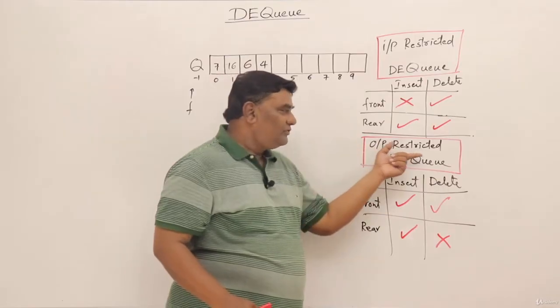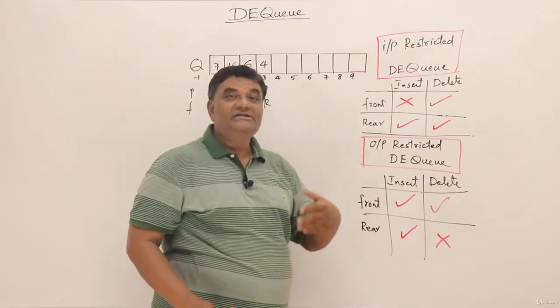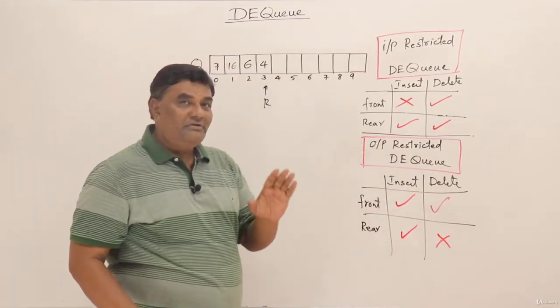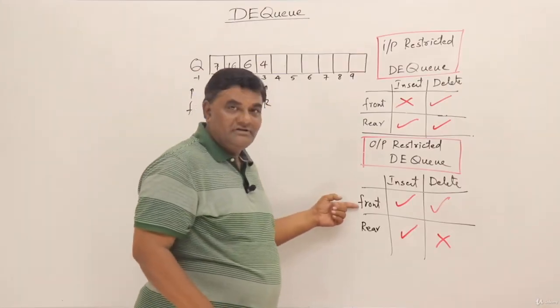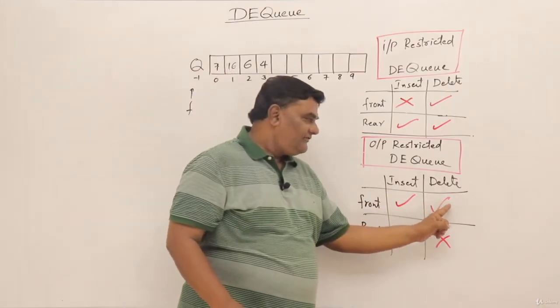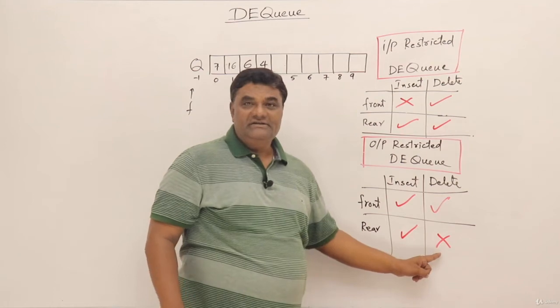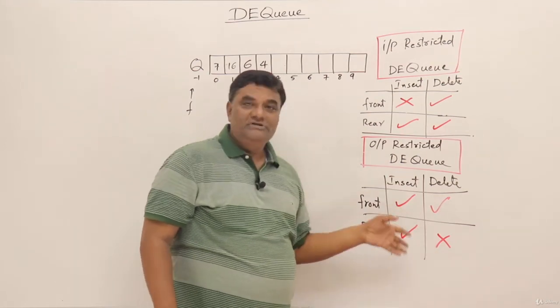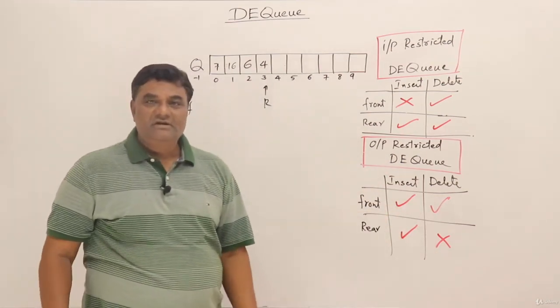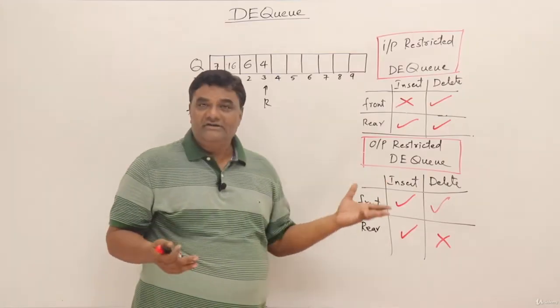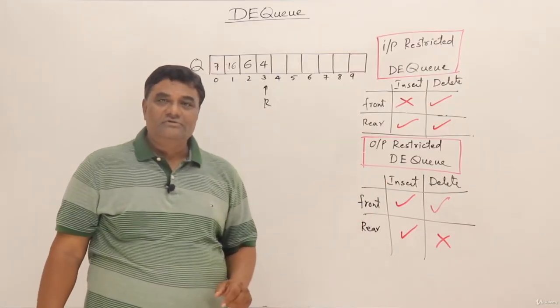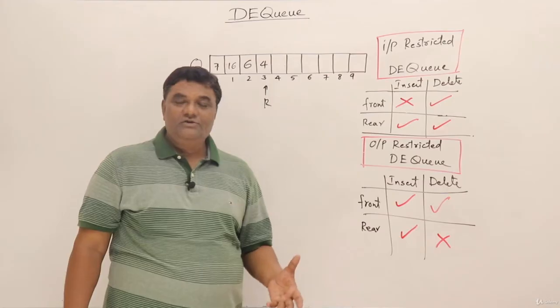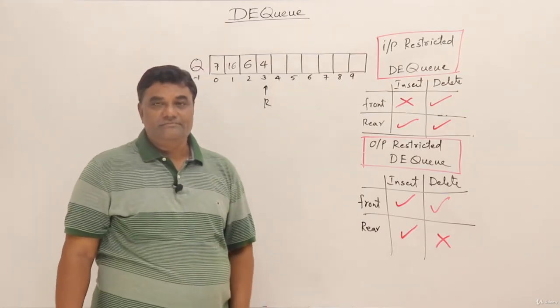The next one is output restricted DQ, meaning deletion is restricted. So whose job is it to delete? Front's job. So only who can delete? Front can delete, but rear cannot delete. What about insertion? Both can perform insertion. So this is a variant. If you want, you can use this type of data structure also. So input restricted DQ and output restricted DQ.